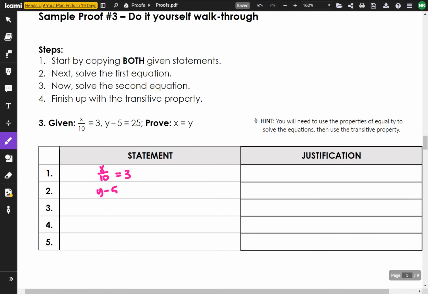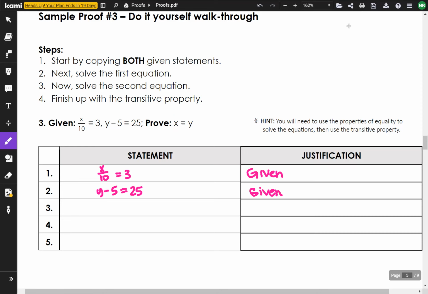Y minus 5 equals 25. And these are my 2 given statements. Now, because we don't always use every single line, or because we end up using more lines sometimes, you don't want to write what you're proving on the last line. But you do look at it as your goal.